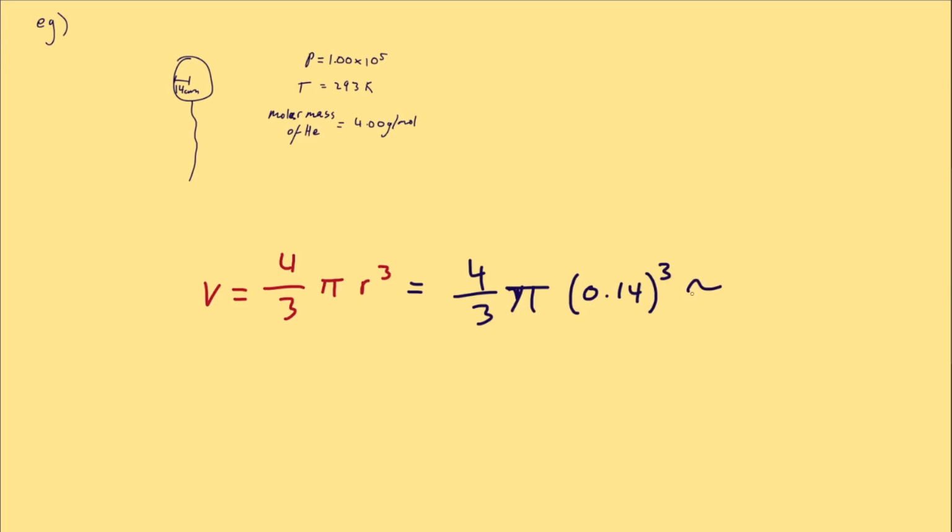First, we need to find the volume of this. So let's use the volume formula, which is 4 over 3 pi r cubed for a sphere. This is the volume of a sphere. The radius is plugged in as 0.14 meters, giving us roughly 0.0115 meters cubed of space inside the balloon.